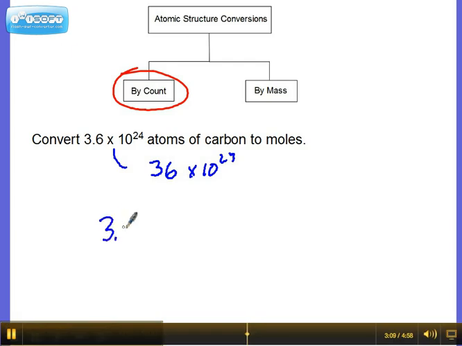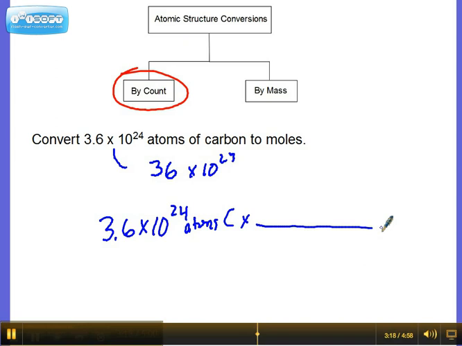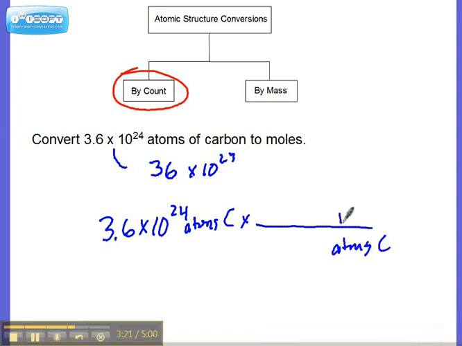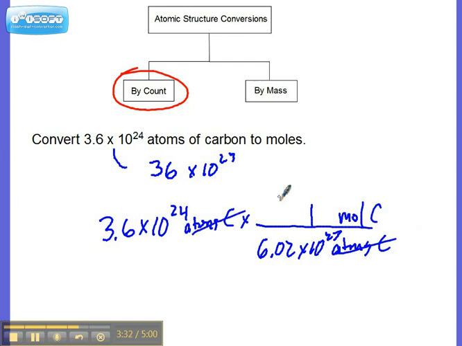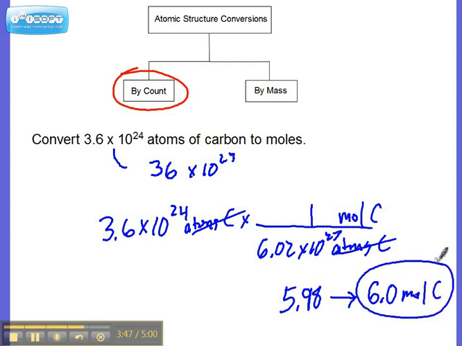It does help to set it up, and you'll be expected to set it up either way. 3.6 times 10 to the 24 atoms of carbon. I want to get rid of atoms of carbon. I'm going to moles of carbon. 1 mole of anything is equal to 6.02 times 10 to the 23rd. I'm noting that my units are canceling. My final answer ends up being 5.98, which, because of significant digits, 3.6 has only 2 significant digits, I'm rounding to 6.0 moles of carbon. My answer ends up being 6, the way I predicted in the beginning.